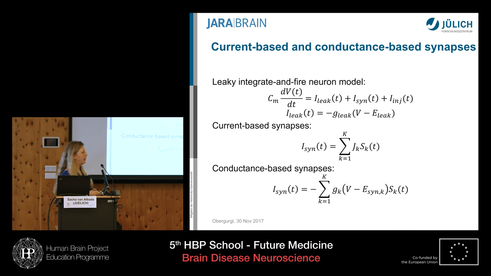And for current-based synapses, the synaptic current is just some summation of, so these are current amplitudes here, and then you have the incoming spikes, or the shape of the incoming PSCs, so the postsynaptic currents. And for conductance-based synapses, you additionally have this dependence on the membrane potential. So that makes subsequent inputs sum non-linearly, whereas for current-based synapses, they sum linearly.